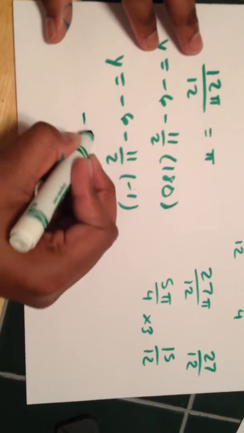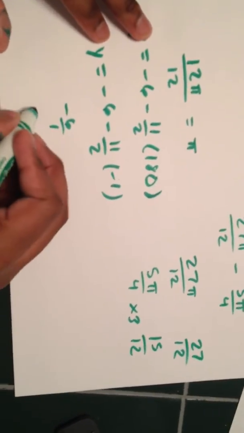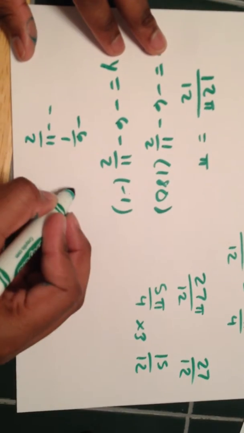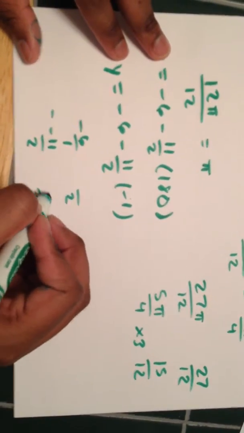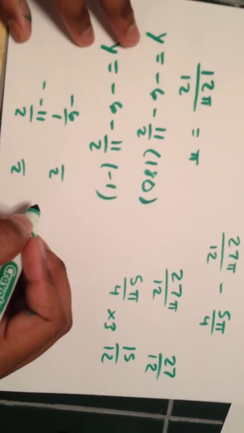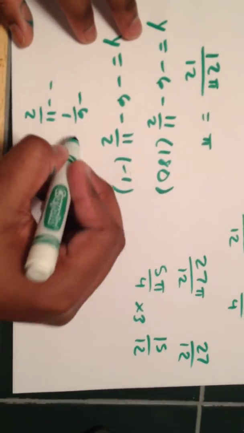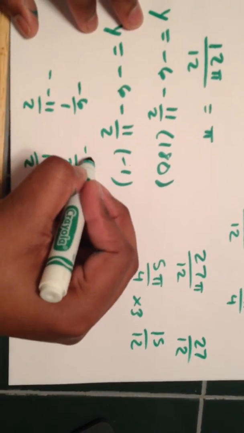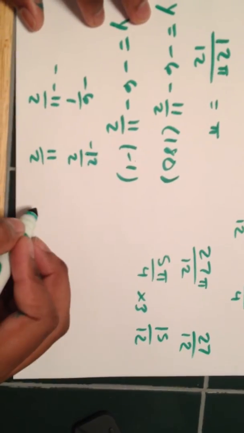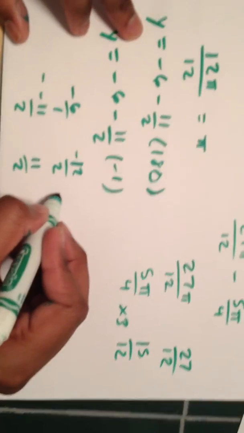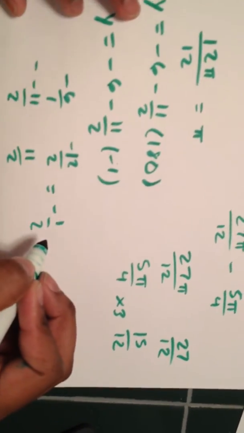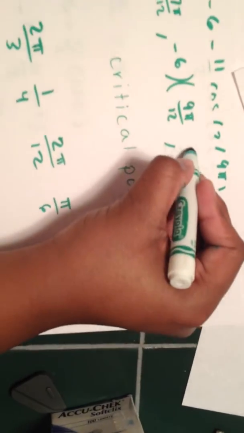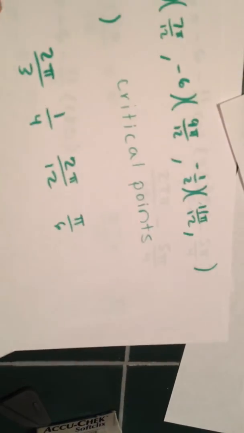Then you subtract the fraction, negative 6 over 1 minus negative 11 over 2. Copy the denominator. And then that would come out to be positive 11 over 2, negative 12 over 2. Now it will come out to be equal to negative 1/2. So that will be your y for critical point number 3, negative 1/2.